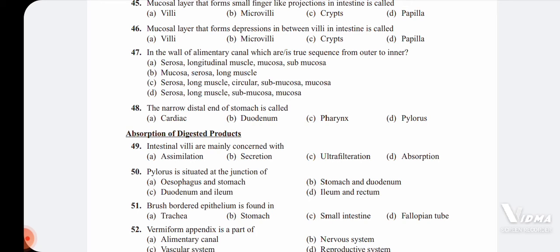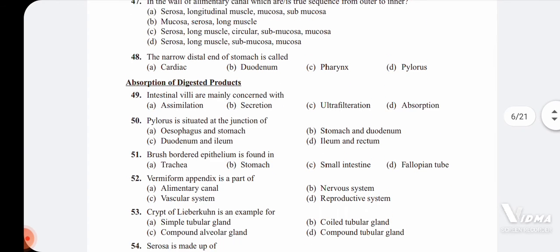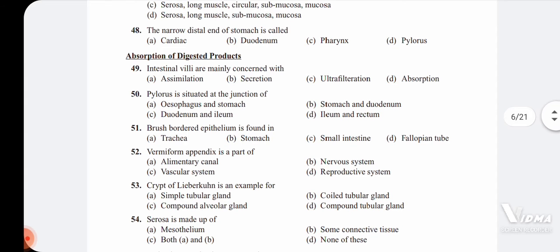But are only longitudinal muscles present in the muscularis layer? No, even the circular muscles are also present. So where are they mentioned, in which option? Option C, you observe serosa, longitudinal muscle, circular muscles. After the muscularis layer, which layer comes? Submucosa. After the submucosa, it is the innermost layer, that is the mucosa. So for the 47th question, the answer is option C.